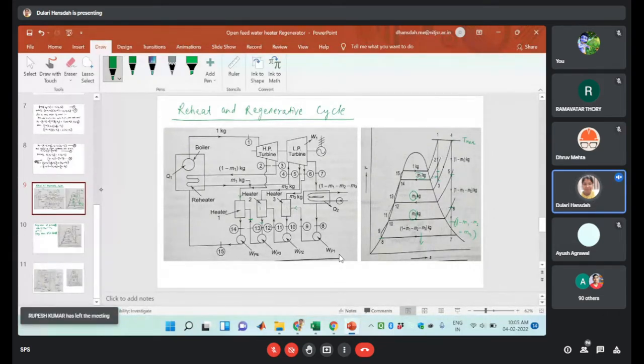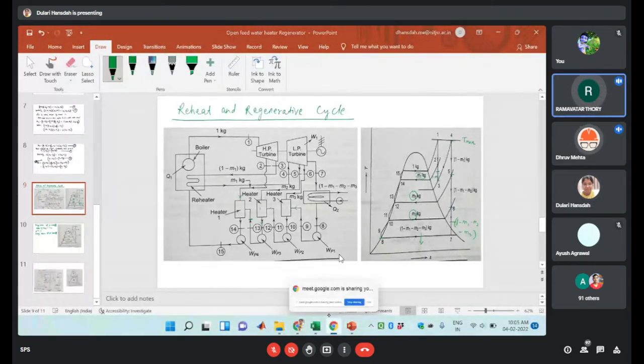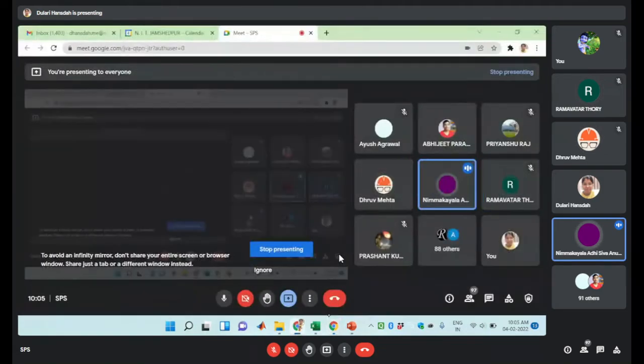I think it is 12. Yes, ma'am. Outlet is 12, inlet is 11. Okay, it is 11 and outlet is 12. So how much will the mass be? 1 minus M1 minus M2.